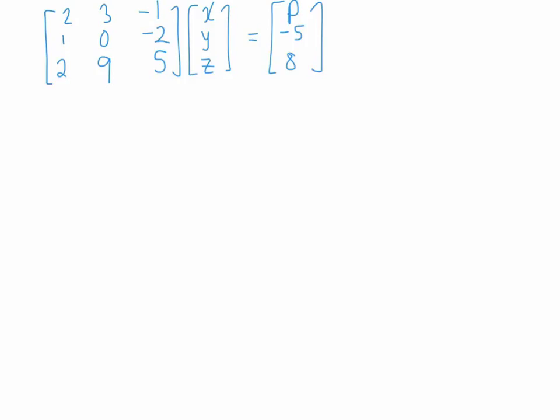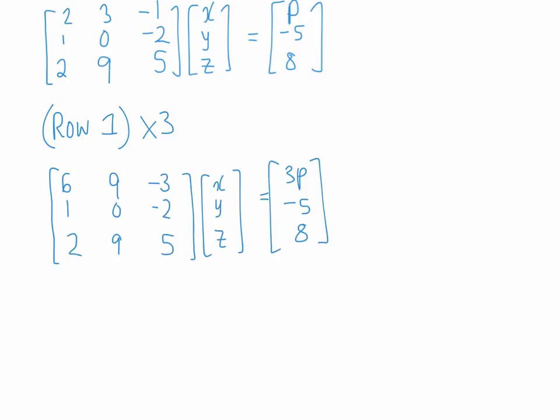Now, for there to be infinitely many solutions, we have to show that one of these equations is made up of the 2 other equations, i.e. one of the rows is a linear combination of the other 2 rows. So we're going to try some row reduction. So the first thing we're going to try is multiplying row 1 by 3. And the other rows in the matrix, row 2 and row 3, have remained unchanged in this step.